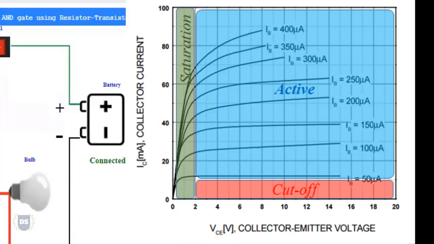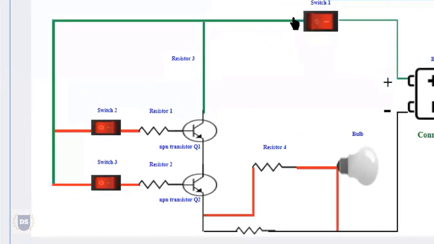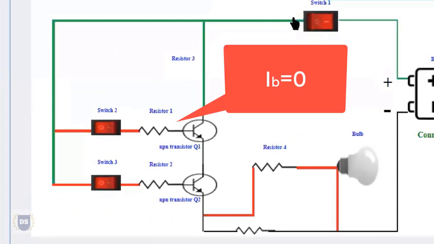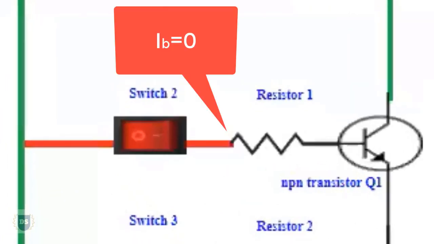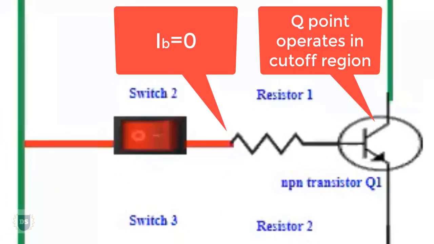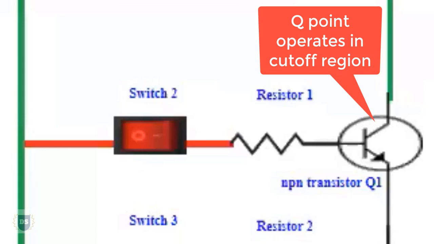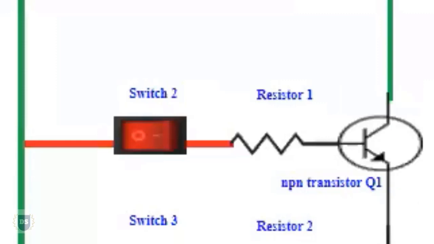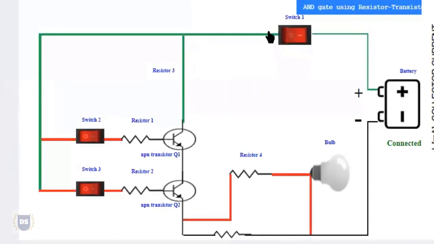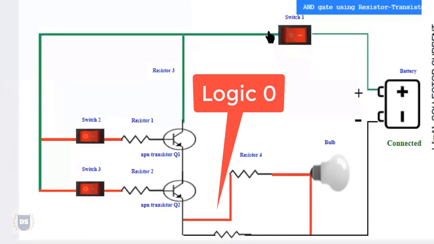So the current flowing via the base terminal is called the base current. If my base current in this case is 0, because switch 2 is still in off condition, if IB is 0, then my Q point will operate in the cutoff region. So this transistor right now is as good as an open switch. And because of that, I'm getting logic 0 over here. This logic 0 is being represented by red colored lines.